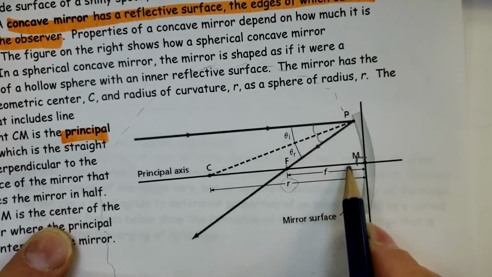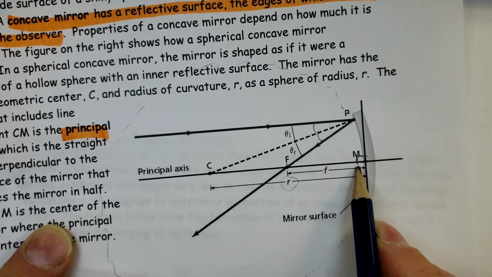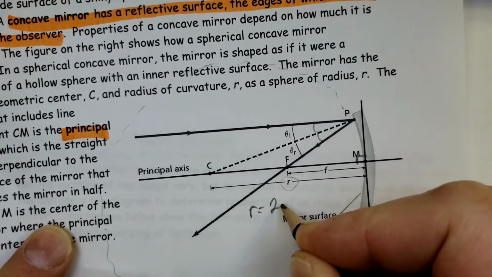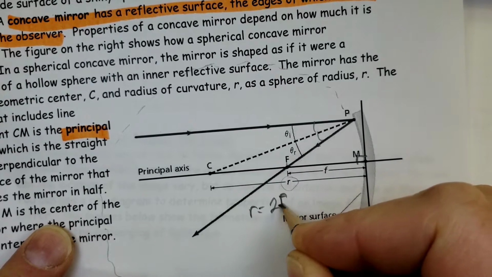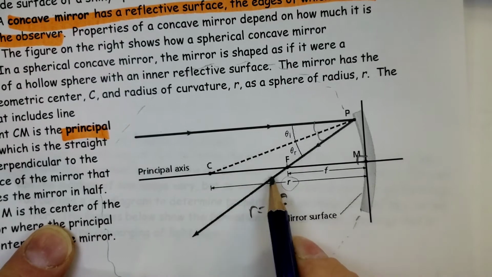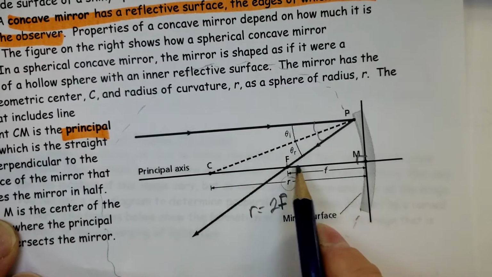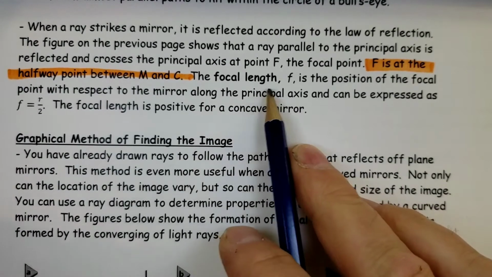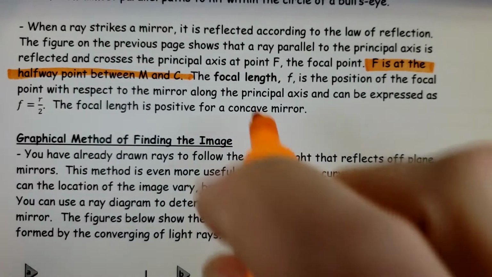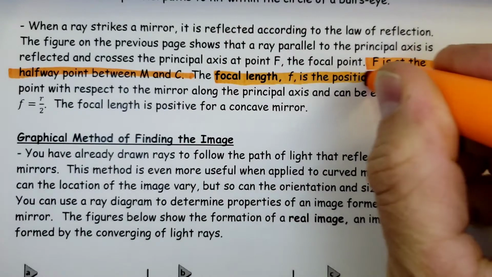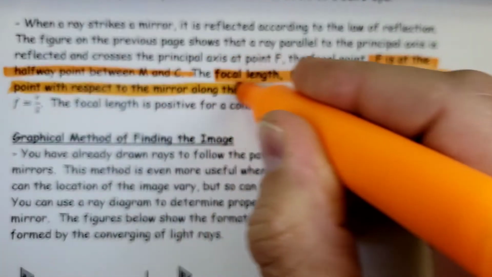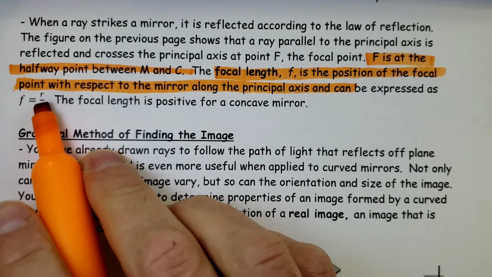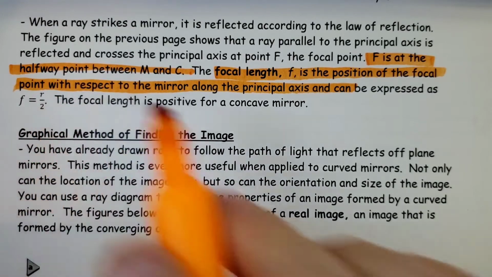So if we have this being the focal length, if you take 2 times the focal length, you'll get R. It's exactly halfway, or if we take twice this distance, we get the entire radius of curvature. So the focal length F is the position of the focal point with respect to the mirror along the principal axis. And as you can see here, it's half of the radius of curvature.